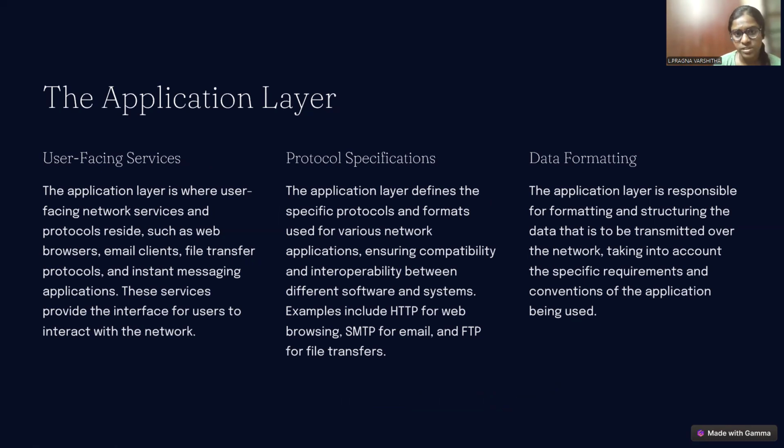Second is protocol specifications. So the application layer defines the specific protocols and formats used for various network applications, ensuring compatibility and interoperability between different software and systems. Examples include HTTP for web browsing, SMTP for email, and FTP for file transfers.